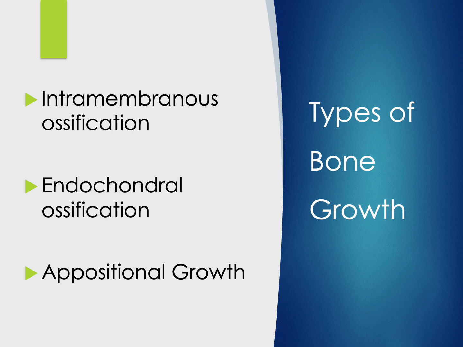There's different types of bone growth. There's intramembranous ossification and endochondral ossification. And additionally, there's appositional growth, where more strain and torque are placed on the bone. It becomes thicker.